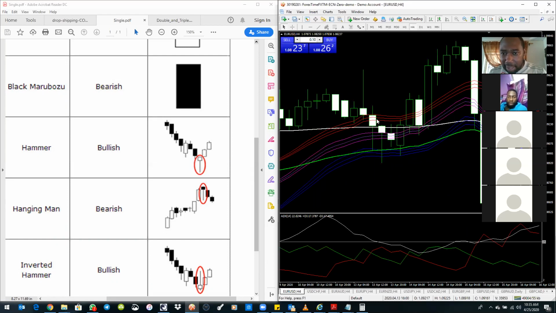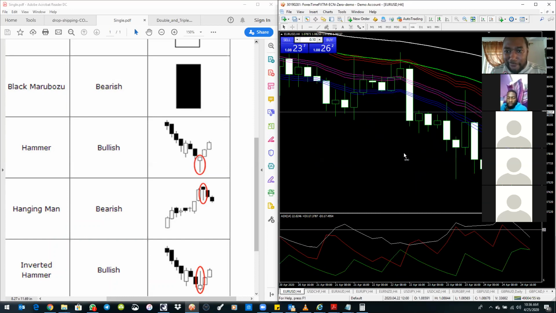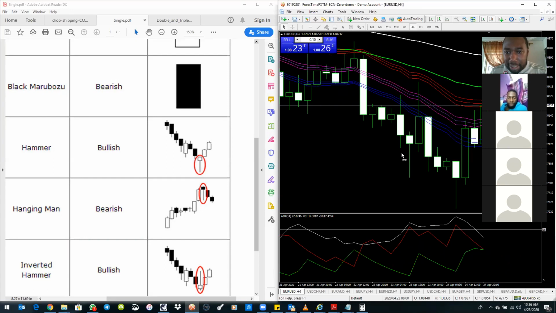You can see what happens after that. We had 1, 2, 3 consecutive bearish candles. So it's real. It's very practical. It's something that you will see. Okay, look at a great example here.